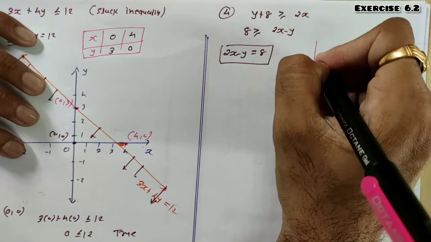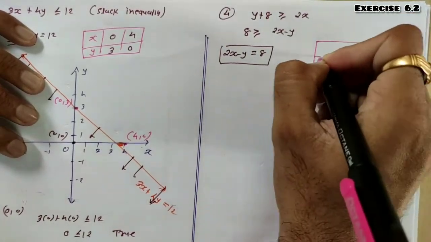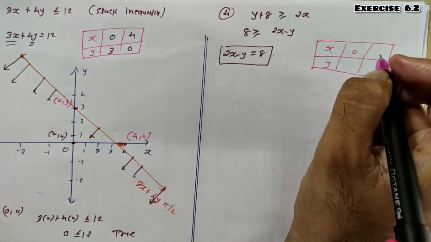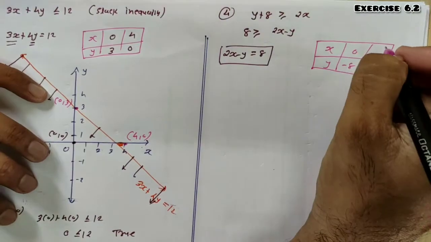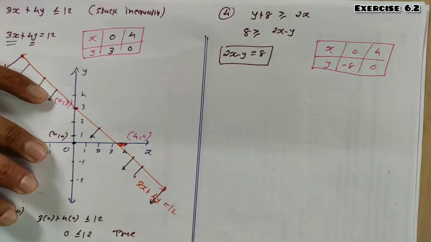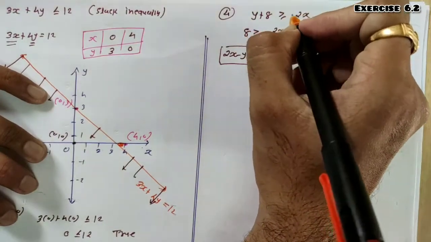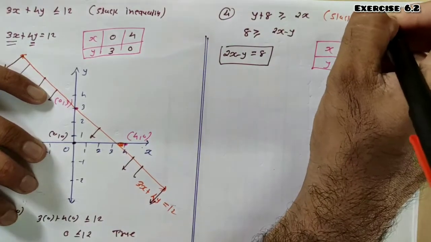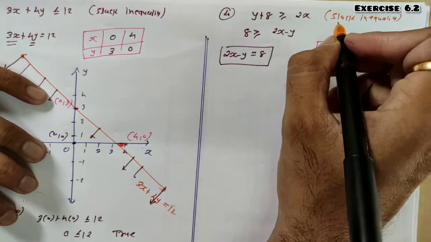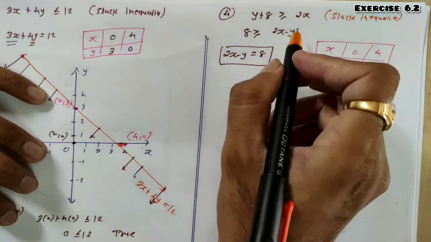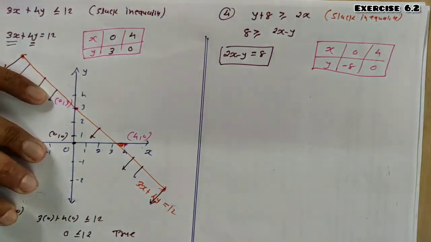Draw the coordinate box, x and y. Take x equal to 0, so the corresponding value of y is minus 8. Put y equal to 0, so the corresponding value of x is 4. So now you can draw this straight line. Here the inequality is greater than or equal to type, that means a slack inequality is there. For a slack inequality, greater than or equal to type, we have to include our straight line in the solution. So for this again we have to draw the solid line. So now the graph.